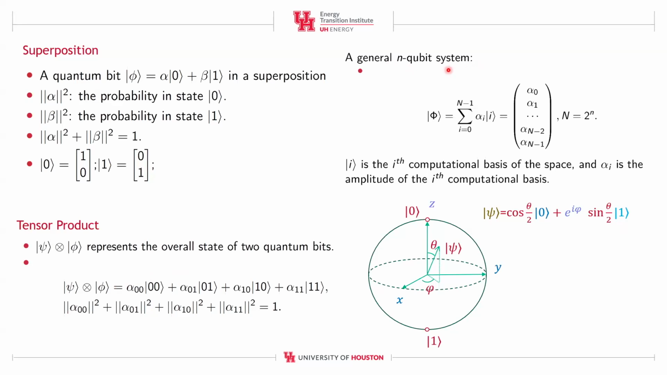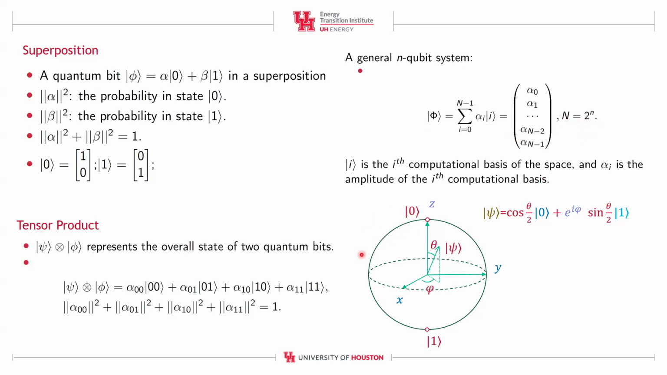We have an n-qubit system. It's a lowercase n, and for lowercase n, we have a total of capital N states. Here, capital N equals 2 to the power n. So we represent the quantum system phi as the sum over the N computational basis states. Here, ket i represents the ith computational basis state of the space, and alpha i is the amplitude of the ith computational basis state. So in this way, we can represent the n-qubit system. The n-qubit system can represent a very large space, right? The space will be capital N, which is 2 to the power of n.